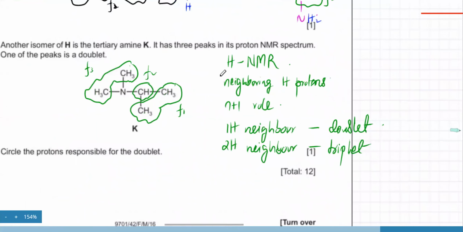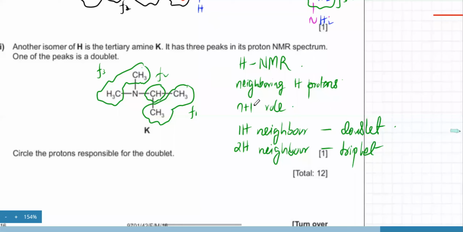Yes. So the rule was that if the neighborhood has one H, then the peak would be a doublet. If the neighborhood has two H, the peak would be a triplet. Triplet means there are going to be three peaks. If the neighborhood has three H's, then the peak would be a quadruplet peak. You see, the peak would split. And inside this, there was another splitting rule, the n+1 rule.